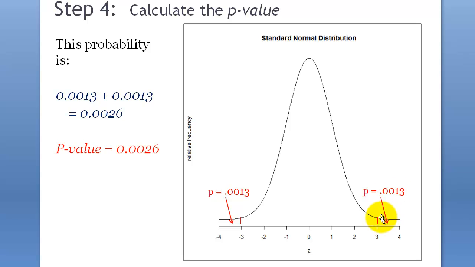There's a 0.13% chance that it could be here, and a 0.13% chance that it could be here. So the total is a 0.26% chance that it could have occurred due to error. That's so unlikely. So that's why we have to assume that there was some positive effect.